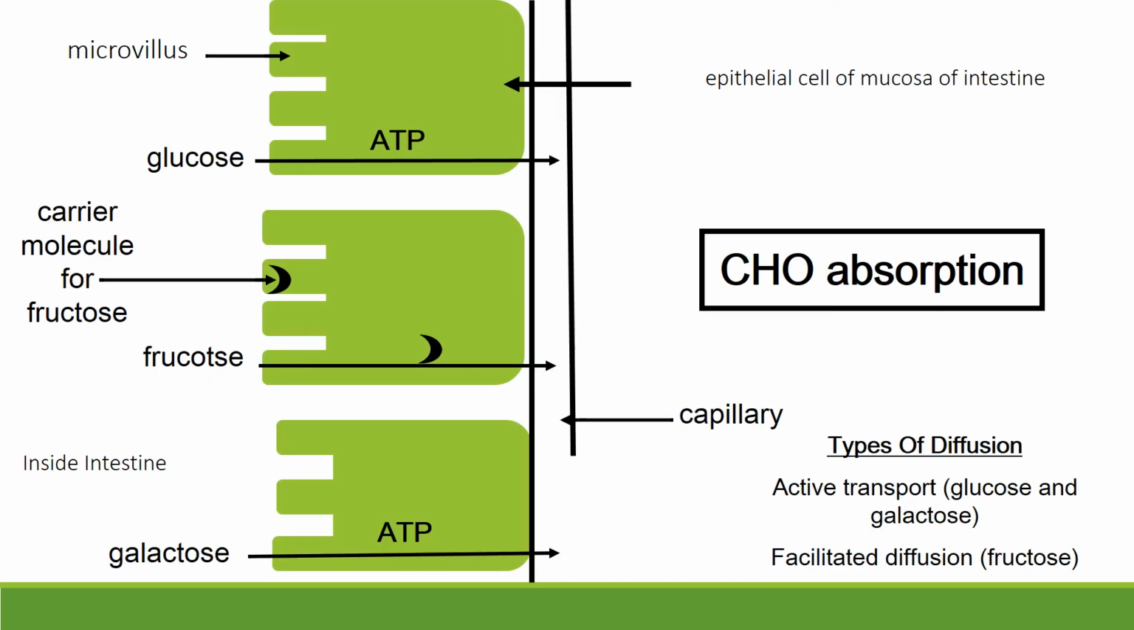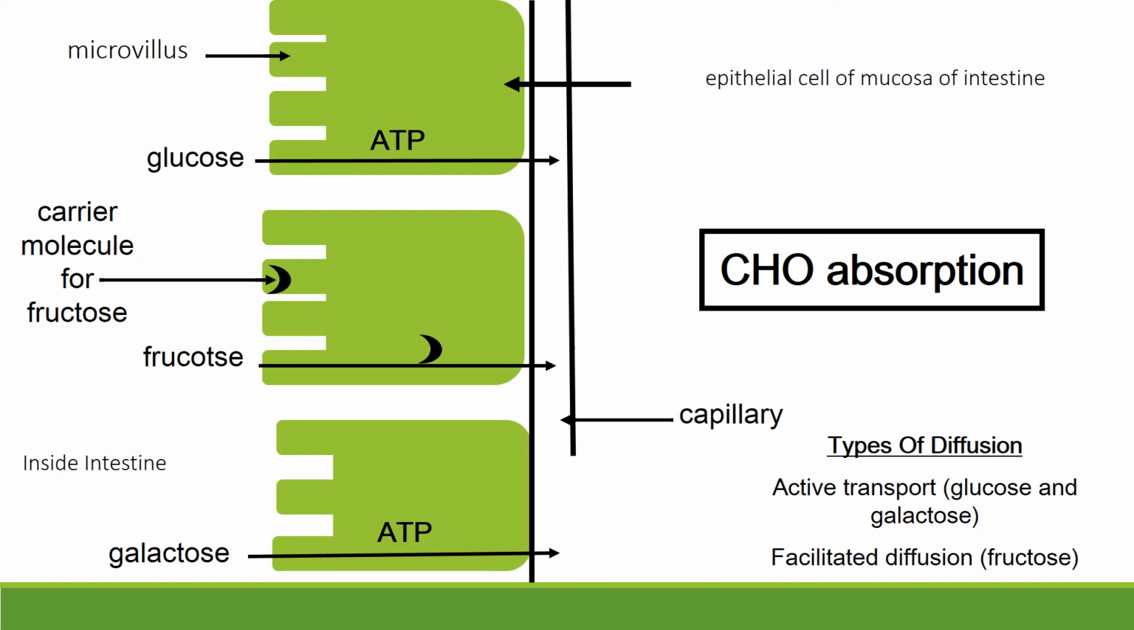Before we talk about actual carbohydrate absorption, let me orient you to this slide. Down the center are 2 bold lines, and they represent a capillary. To the left of that, you're looking inside the intestines, and those green cells are epithelial cells of the mucosa of the intestines. These building blocks have to cross those epithelial cells to get into the capillary. And let's see how they do it.